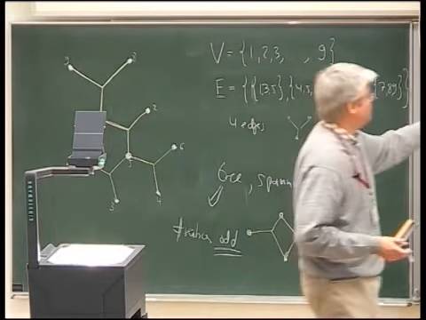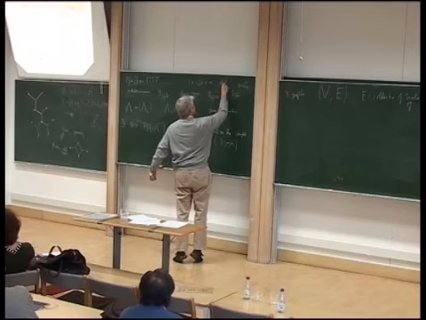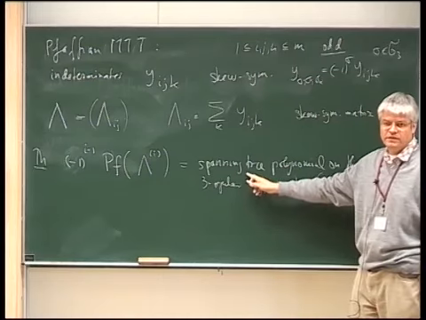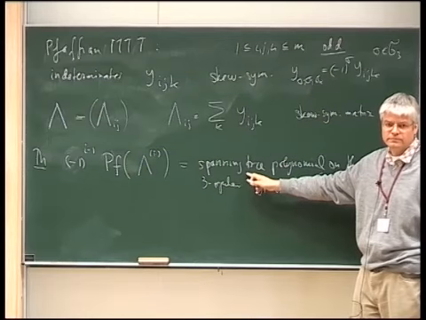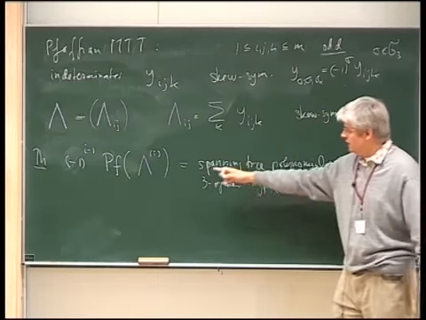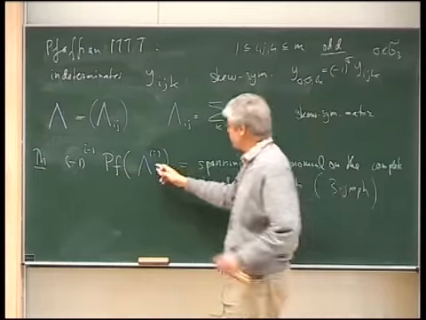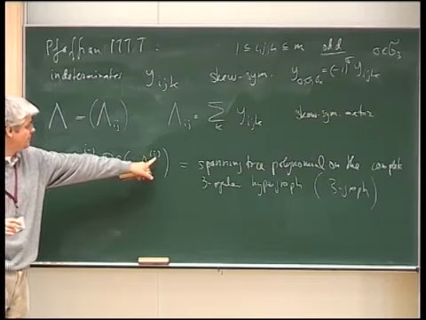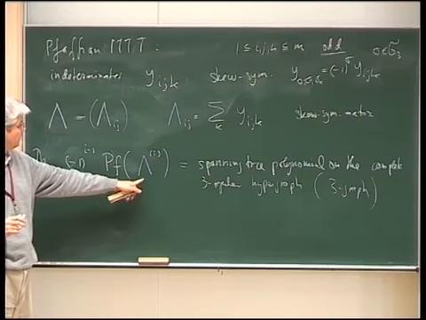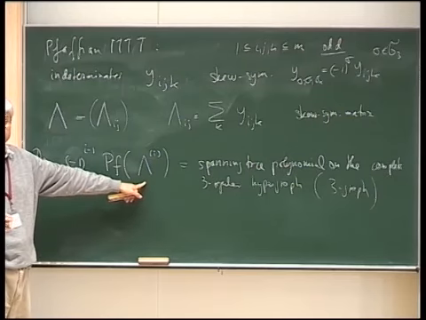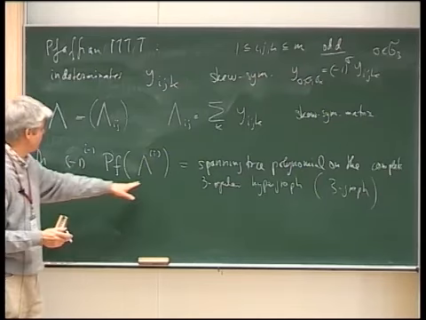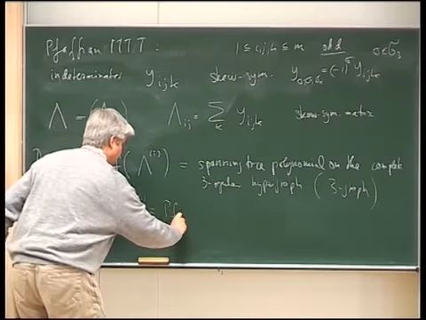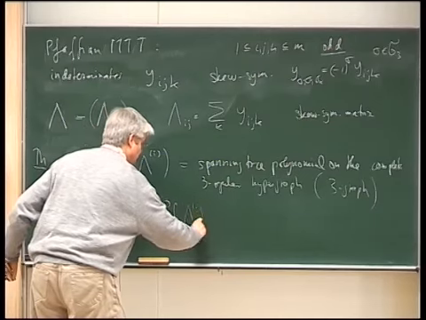So in this theorem, if m is not odd, I may as well assume m is odd, because the right-hand side is going to be 0 if m is even. There are no spanning trees. Also, the left-hand side is going to be 0, because this is an m by m matrix. If m is even, m minus 1 is odd, and then the skew-symmetric matrix will have 0 determinant, and the Pfaffian is the square root of the determinant. So the determinant of this lambda is the Pfaffian of this lambda squared.